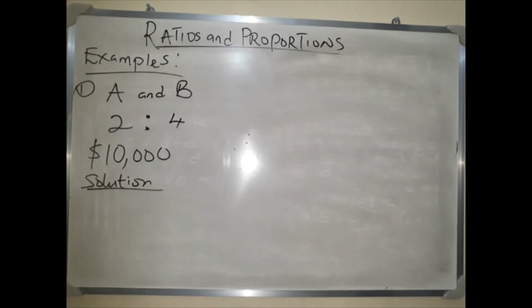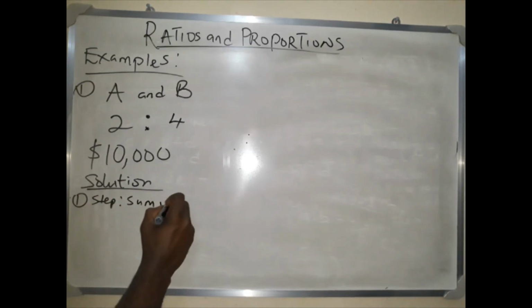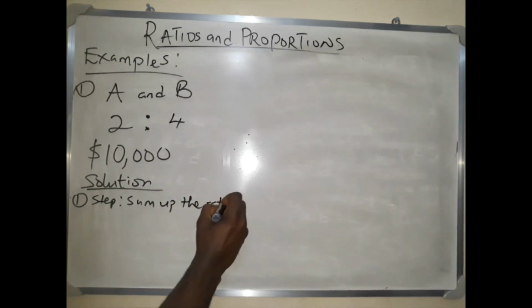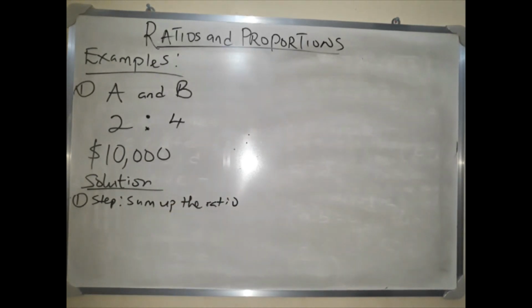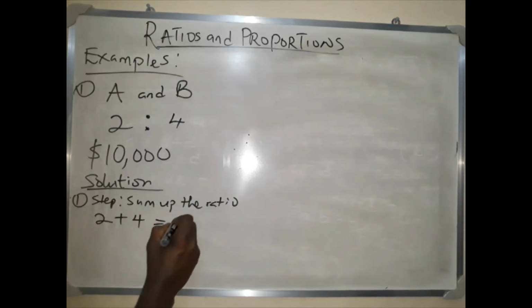In such a question, the first thing you should do is sum up the ratios. First step, sum up the ratio. Why? Because the ratio represents the total amount of money you want to divide. So first of all, sum it up. The ratios here are 2 and 4. So you sum them up, and 2 and 4 will give you 6.